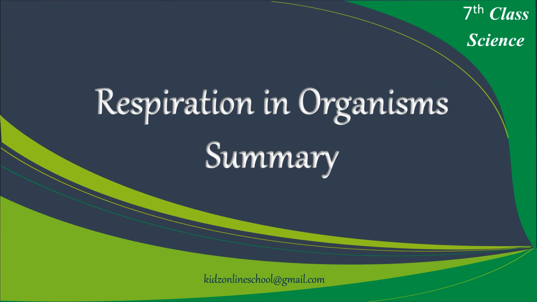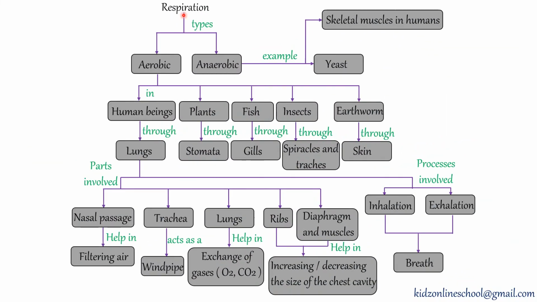Respiration in organisms summary. Respiration types: aerobic, anaerobic. Aerobic in human beings, plants, fish, insects, platforms. Anaerobic example: yeast, skeletal muscles in humans. Aerobic in human beings through lungs. Plants through stomata. Fish through gills. Insects through spiracles and trachea. Platforms through skin.